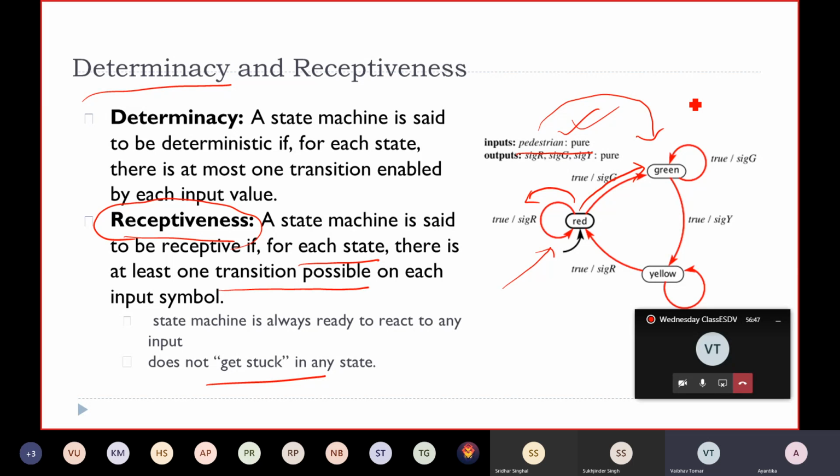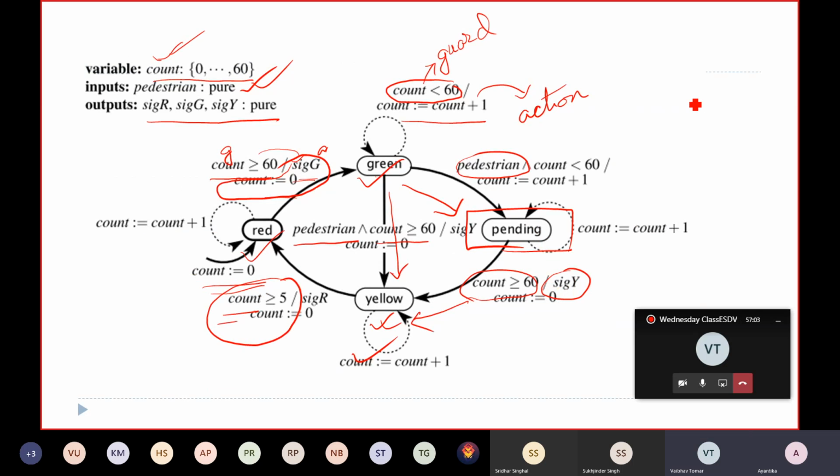Again, I'm telling you this receptiveness may be direct, maybe that input is exactly coming at that point and you are considering it on that yellow state, or it is coming from your green state. If you go back, the effect of the pedestrian, whether pressing or not pressing, is basically coming from your green part or this pending part to your state, in spite of the fact that you have not considered it in the green state here. So that is the case.